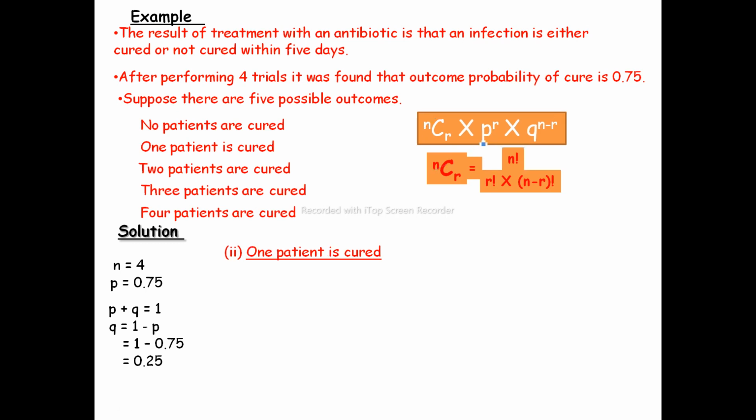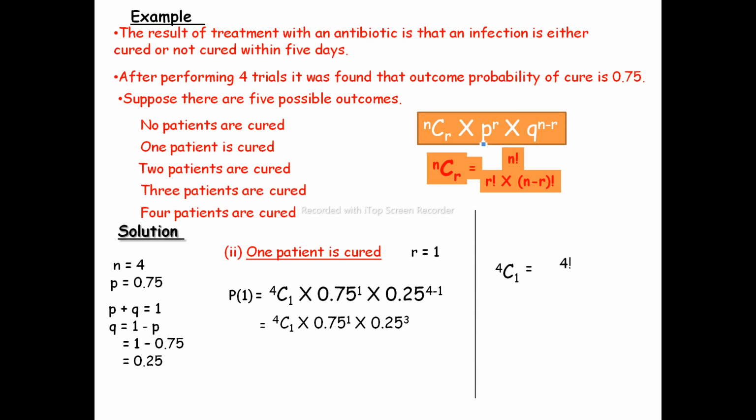Next, we'll have the second possibility, that is one patient is getting cured. So what is the success? R is equal to 1, right? Now start using this equation. Probability of one patient getting cured is equal to 4 combination 1 multiplied by 0.75 to the power of 1 multiplied by 0.25 to the power of 4 minus 1. So go on solving it. 4 combination 1 is 4 factorial divided by factorial of 1 multiplied by factorial of 4 minus 1. So 4 into 3 into 1, and 4 minus 1 is 3. Everything gets cancelled. Our answer is 4.